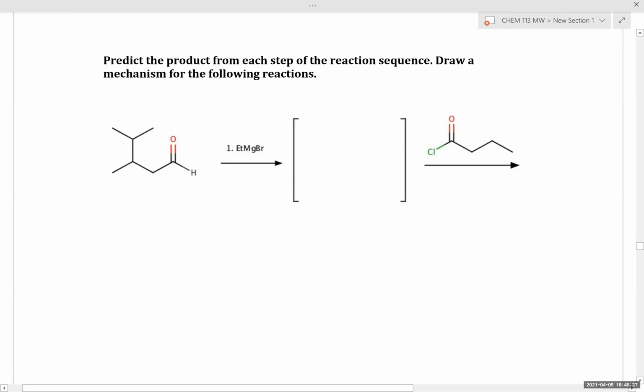So let's work on this example for about 3 to 4 minutes. Let's try to get a proposed mechanism shared in the chat verbally or annotated on the class whiteboard. And I'd like to see products predicted from step 1 and step 2 of this 2-step sequence.